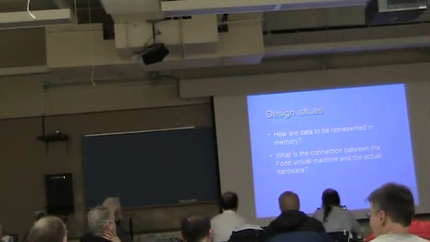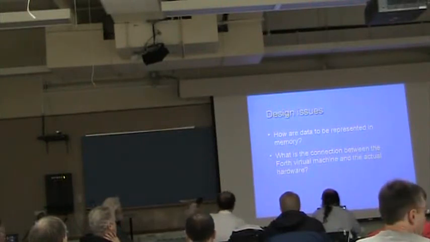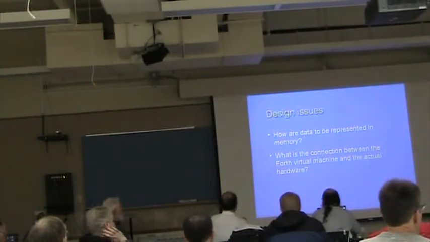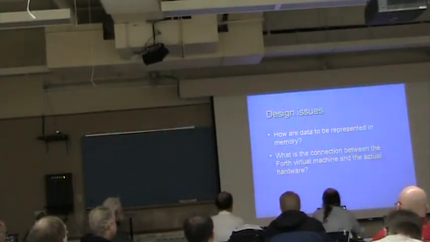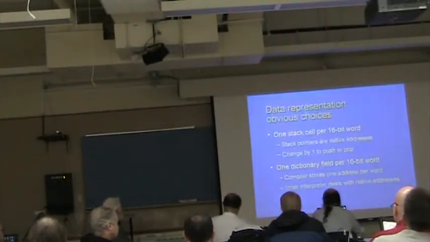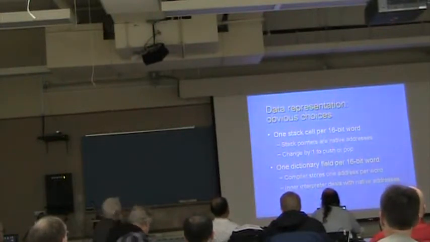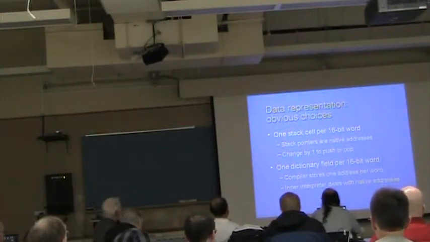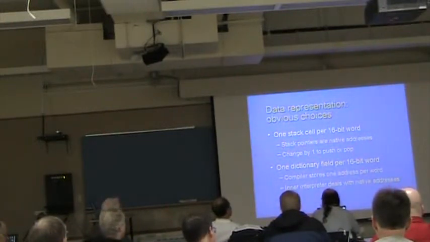The first thing I had to wrestle with were some major design issues, like how are the data that the Forth machine deals with going to be represented in the computer memory, and what's the connection going to be between the Forth virtual machine and the actual hardware. Well, some of the choices were obvious, since Forth traditionally was using a 16-bit stack, then I'd have one stack cell per machine word, and the stack pointers would all be native machine addresses, and you just change them by 1 to push or pop an element on the stack.